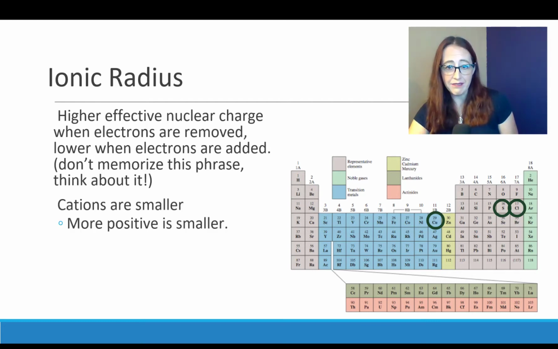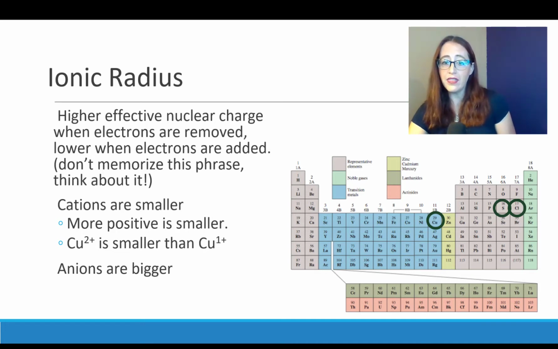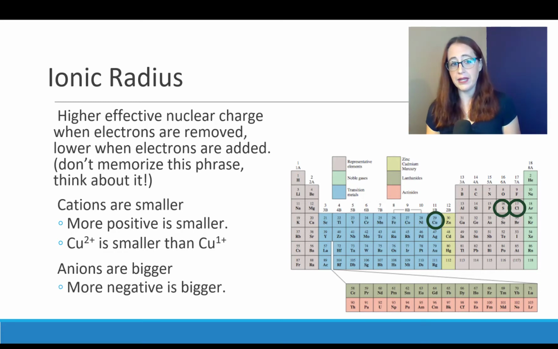If an ion is negative, it has more electrons than it does protons. This gives it a lower effective nuclear charge. The electrons are not held as tightly, and the ion is bigger. So, for example, sulfur 2 minus is bigger than chlorine minus. Generally, the charge makes a bigger difference than the location in the periodic table, though of course for extreme cases that might not be the case.